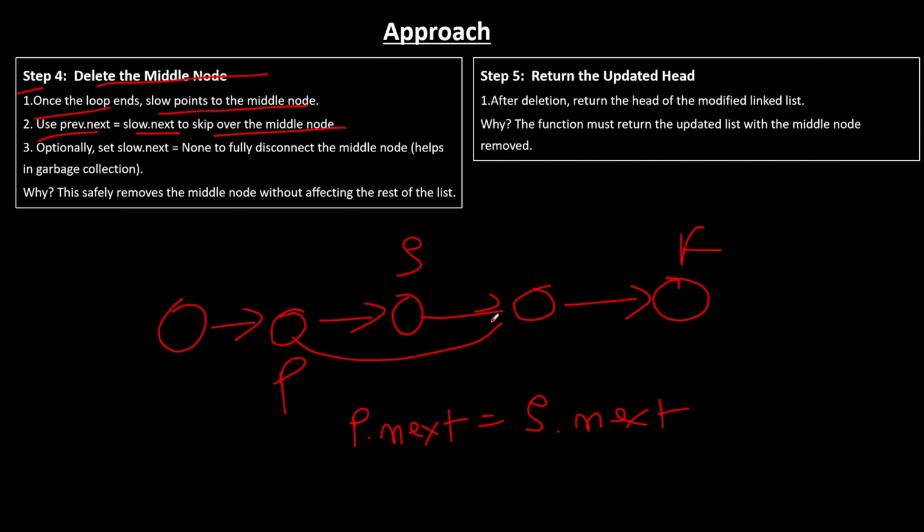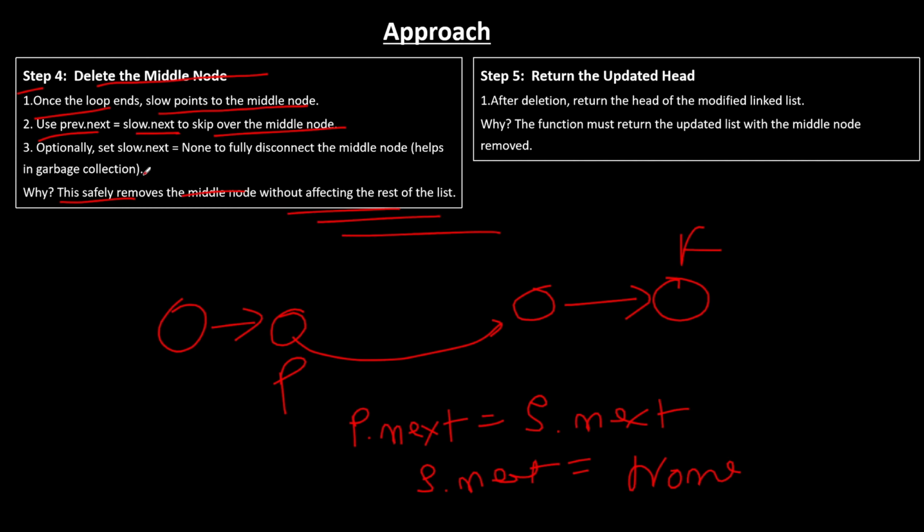So this will point here, and slow.next becomes None, right? So this gets removed, right? And we have the linked list ready without the middle node. And this safely removes the middle node without affecting the rest of the list, right?